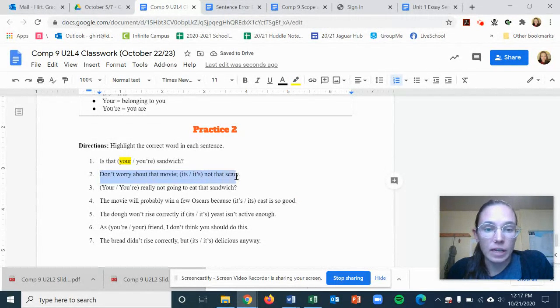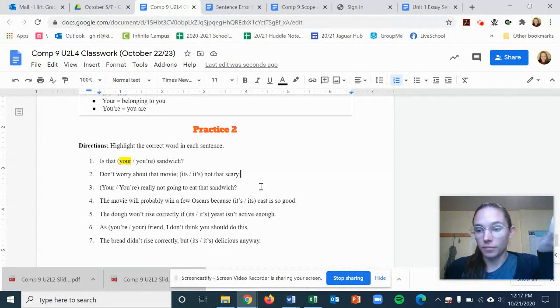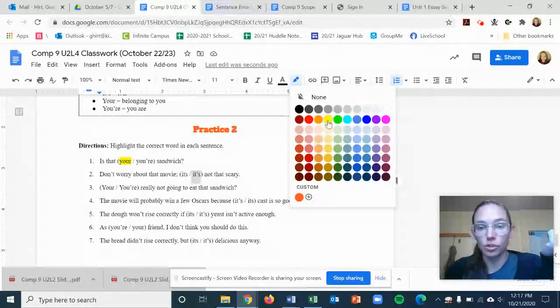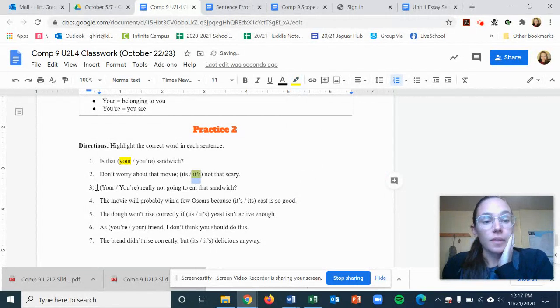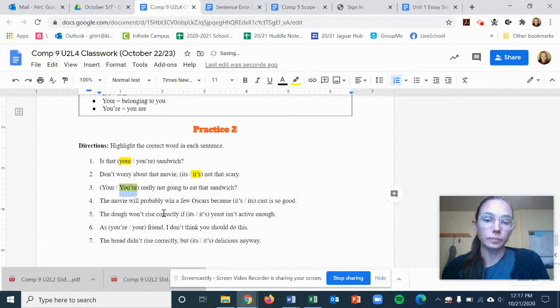Don't worry about that movie. It's not that scary. So are we saying, is it belonging to it, or are we saying it is, right? We know we're saying it is not that scary. So we want to use the version with the apostrophe. And then this one, you're really not going to eat that sandwich? Are we saying belonging to you, or are we saying you are, right? So we know in this sentence, we are saying you are really not going to eat that sandwich. So we want to use the version with the apostrophe.